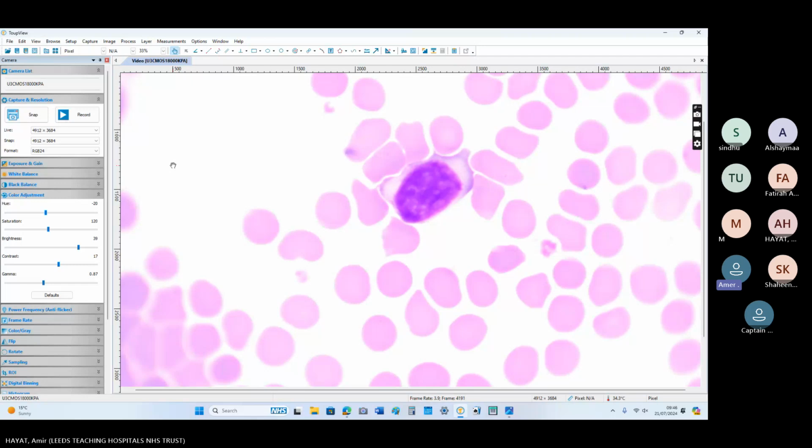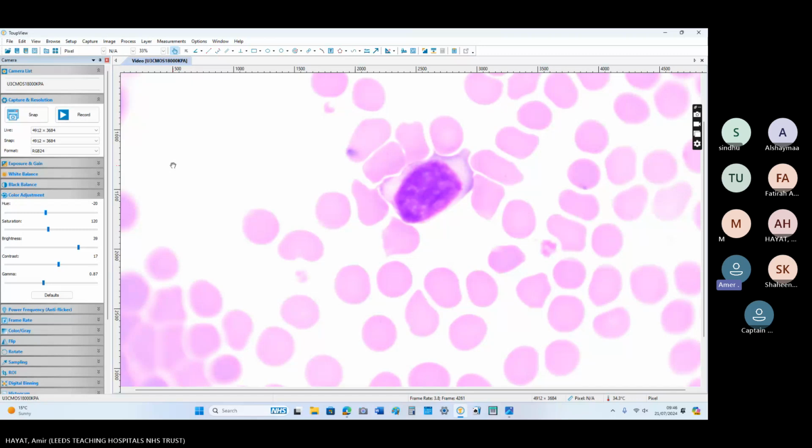This blood film shows lymphocytosis. The lymphocytes are irregular in shape and size, with nuclear maturity, having basophilic cytoplasm. The red cells and platelets are normal.